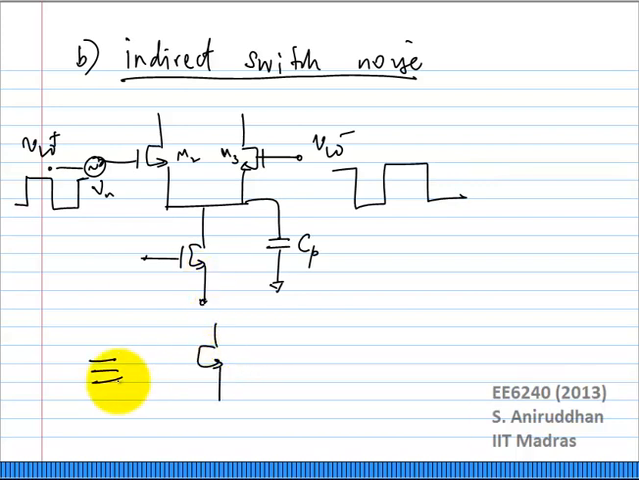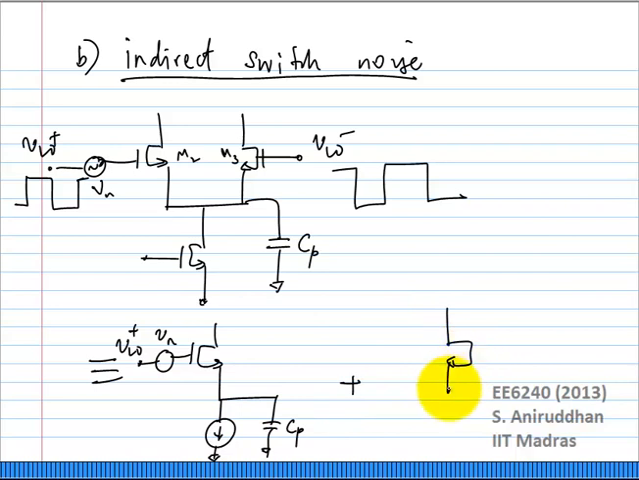So if we had VLO plus and some Vn, I am just going to draw a current source here, Cp, and during the second half cycle I actually have VLO minus here.